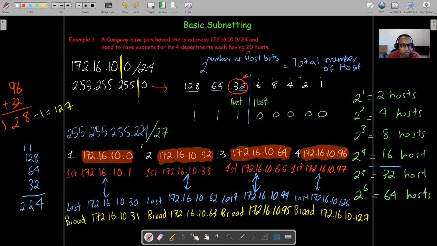And so if I just separate them for you here, you have the first network here, the second one separated here, the third network separated here, and the fourth one separated here. So we've met the requirements of 4 departments having 20 hosts.